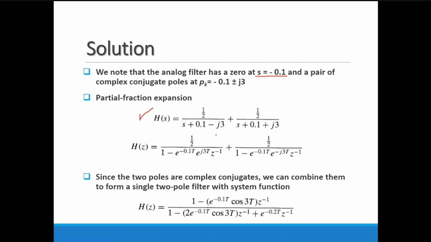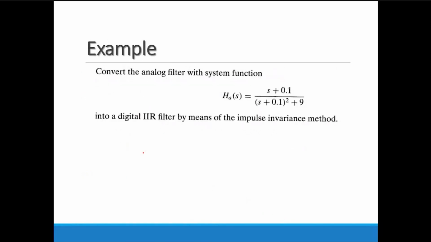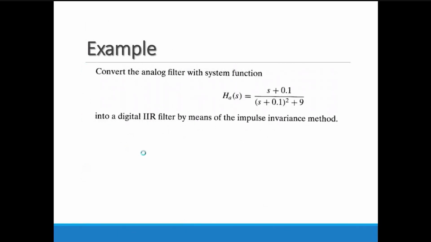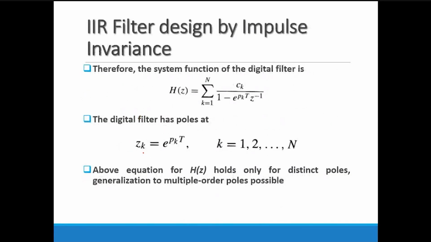Okay, so now we apply the partial fraction expansion and we get this equation. H of s is equal to 1 by 2 divided by (s plus 0.1 minus j3) plus 1 by 2 divided by (s plus 0.1 plus j3). And again when you go for the simplification, you are getting 1 by 2 divided by (1 minus e raised to minus 0.1 T into e raised to j3T into z inverse). This is the s domain. We convert that into the H of z domain. So here whatever equation we have written, c k divided by (1 minus e raised to p k T z inverse), that I am applying over here. c k is nothing but your coefficients.